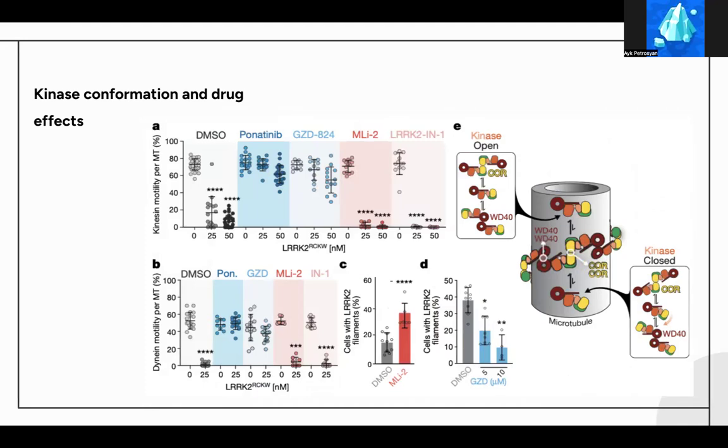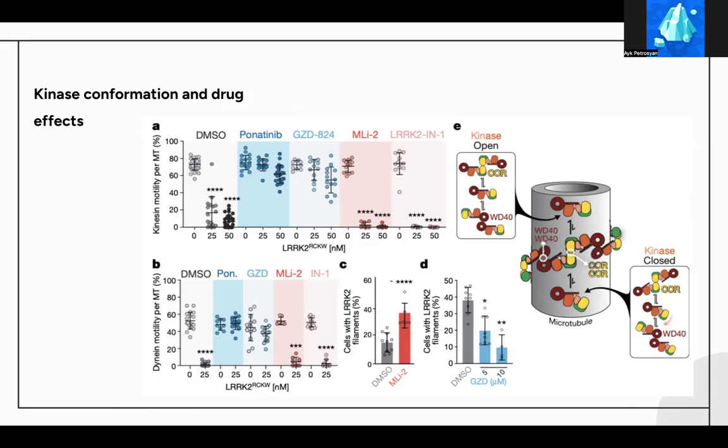Building on the idea that kinase conformation regulates filament formation, the authors tested a panel of kinase inhibitors to modulate LRRK2 behavior. Type 1 inhibitors are known to stabilize the closed conformation, whereas type 2 inhibitors promote an open, inactive kinase conformation. As predicted, type 2 inhibitors rescued motor motility, allowing both kinesin and dynein to traverse microtubules in the presence of LRRK2 RCKW. Conversely, type 1 inhibitors enhanced LRRK2 RCKW's inhibitory activity, likely by stabilizing the closed state and promoting filament assembly.